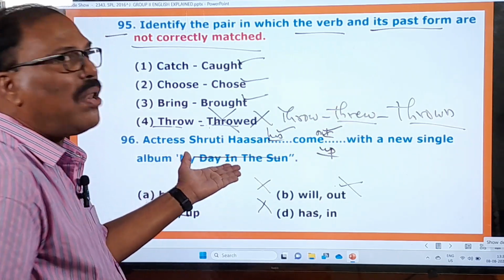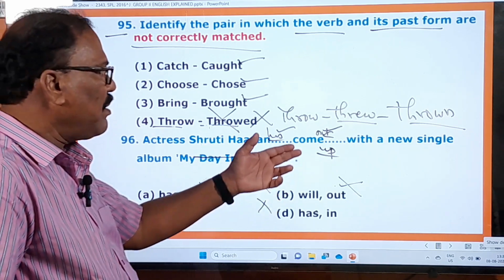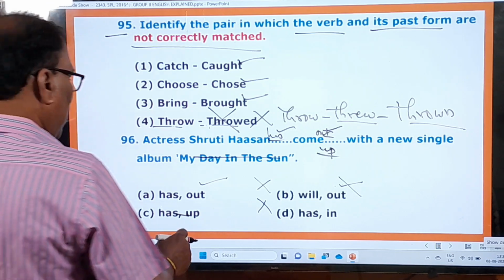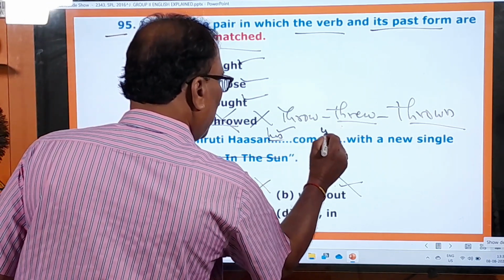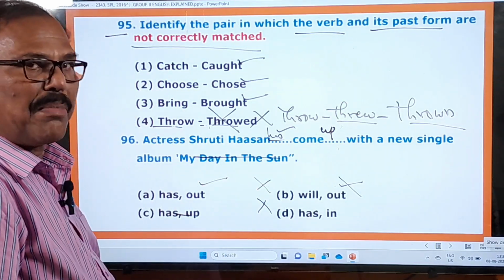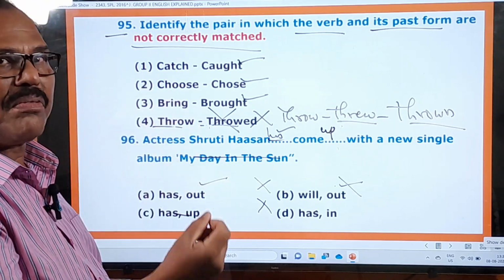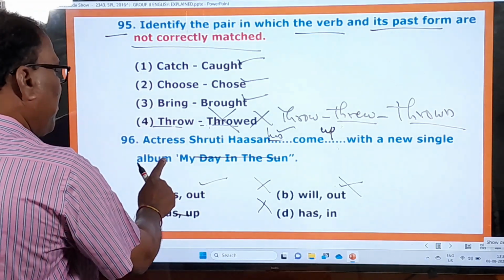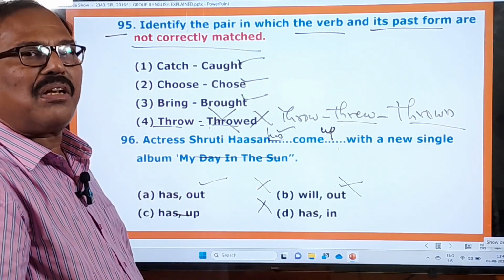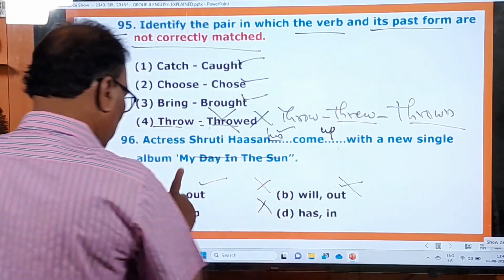So here this is a songs album. It must not be known to all, but it must be available to everybody. That's why you have to say come up. Actress Shruti Hassan has come up. Come up means she has made available a new single album, My Day in the Sun. Now this has become available to all the music lovers, right? Here has come up should be used, not come out.